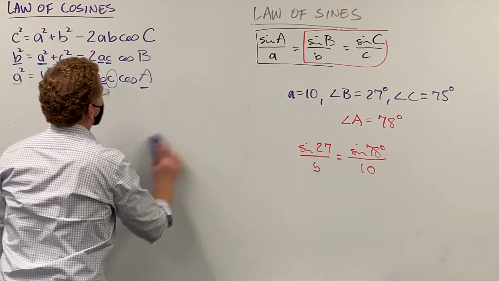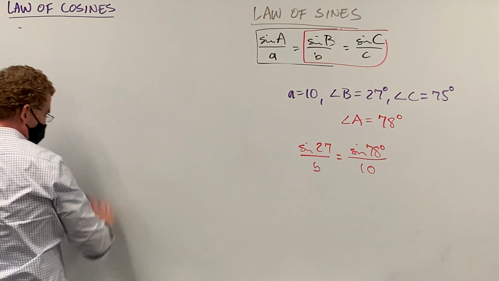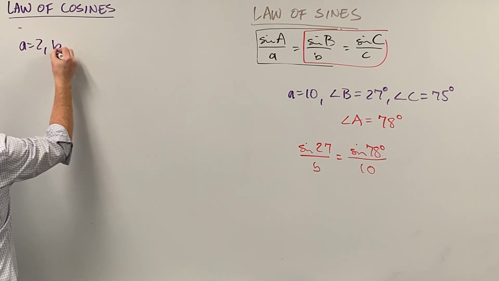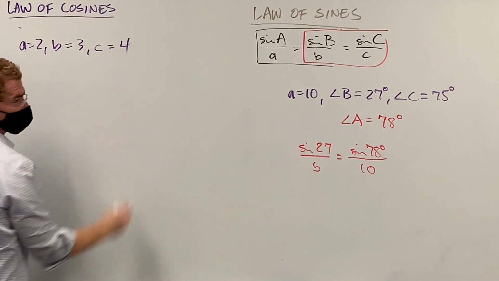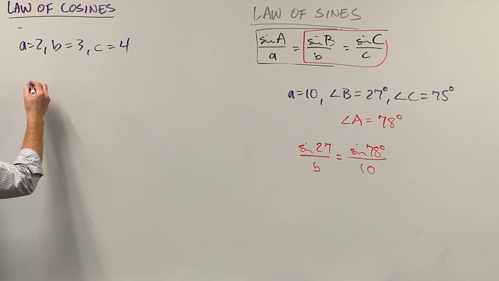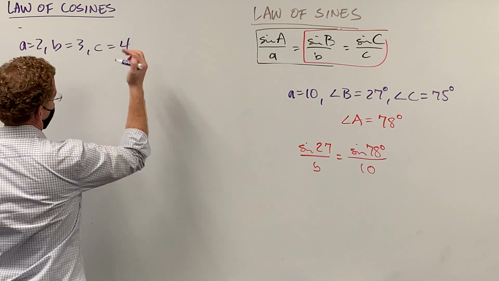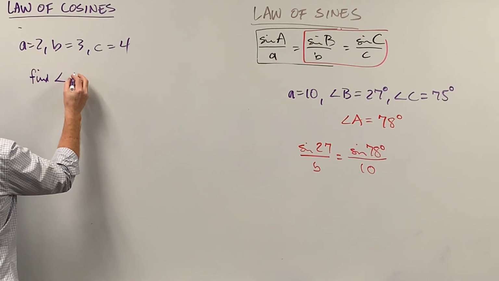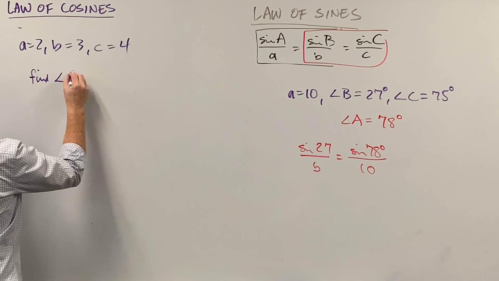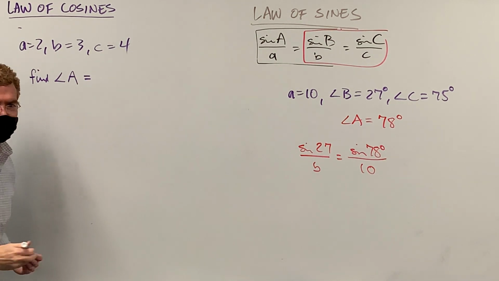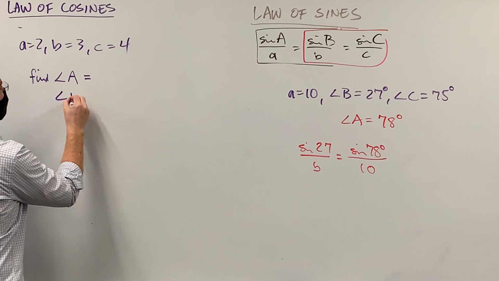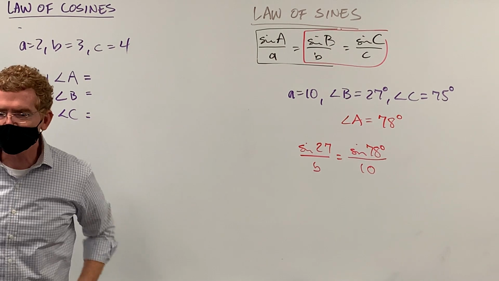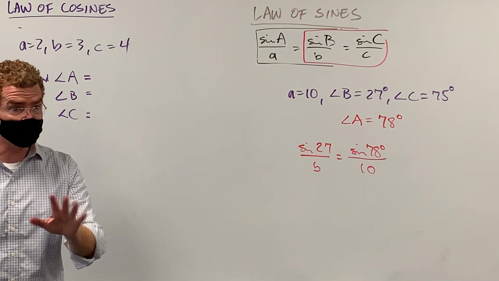Now, back to law of cosines. I'm going to show you two situations for law of cosines real quickly before the bell rings. Check it out. What if I gave you A is 2, B is 3, C is 4? I said determine or find angle A. Now I have a question. What if I said find all the angles? Could I use law of cosines the whole time? I could. Y'all tracking with me?